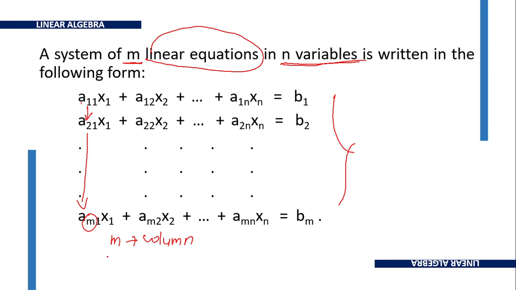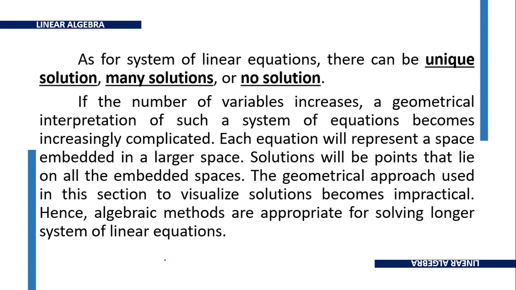Also, we have x sub 1, x sub 2, up to x sub n, where n is equal to the row. So, that is our m linear equations in n variables. As for the system of linear equations, there can be unique solutions, many solutions, or no solution. Mamaya magdi-discuss tayo ng isang example para sa unique solution, many solutions, at no solution, para mas maintindihan natin.